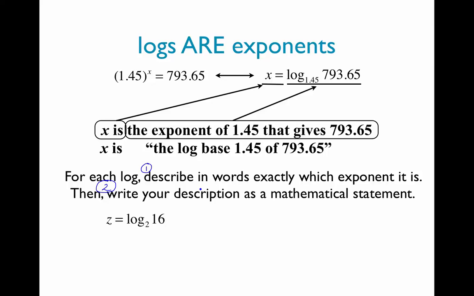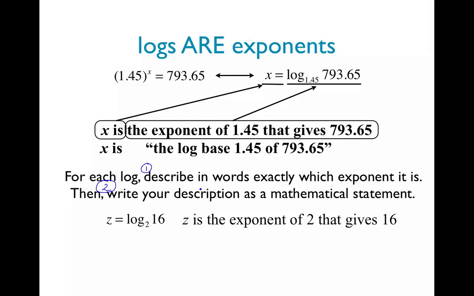Okay, in words. Nicholas, did you get it in words? In words, what is this? He said Z is the exponent of 2 that gives 16. Agree? Okay. And let's see, who else? Wesley. So if Z is the exponent of 2 that gives 16, then what mathematical statement could you write? So just think about exactly what that means. Z is the exponent of 2 that gives 16. So what would that be the same as?